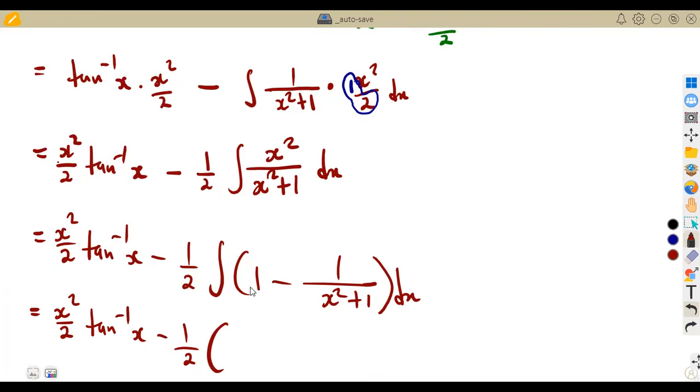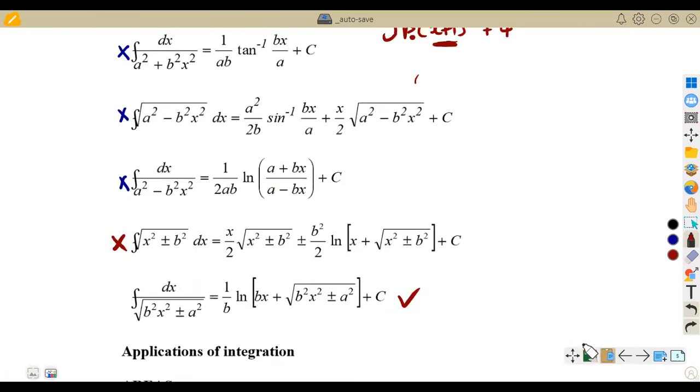Let's integrate. The integral of 1 with respect to x is going to give us x, okay? Minus, what is going to be the integral of 1 over x squared plus 1? In actual sense, guys, we were supposed to go back to the normal approach that we had before. We use those integrals that I told you before, these ones. Let me show you these ones. We pick which one is the best identity, which one is the best integral to use.